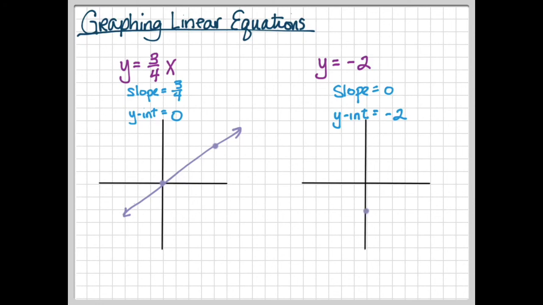If my slope is 0, I could really write that as 0/1 if I wanted to. So I'm not going to go up and I'm not going to go down, but I am going to go to the right 1 unit. Anytime you see a y equals equation that doesn't have a slope, all that really means is that it's going to be a horizontal line at that y-intercept.